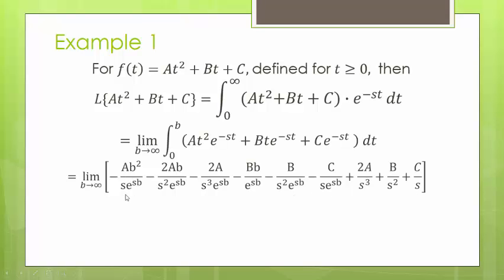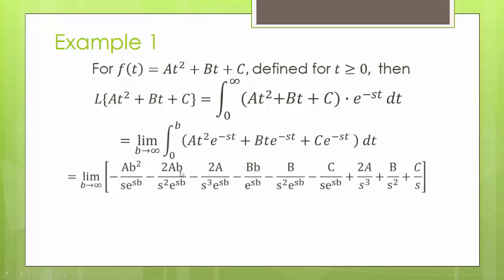After evaluating, we have the antiderivative evaluated at the upper bound minus the lower bound, then you will plug in your limits. As b goes to infinity, we'll look at each of these individually. So here, b squared over e to the sb: an exponential grows far faster than a quadratic, and so this denominator will be growing at a much faster rate. Because that denominator is growing much faster than the numerator, this will go to 0, as well as this one.